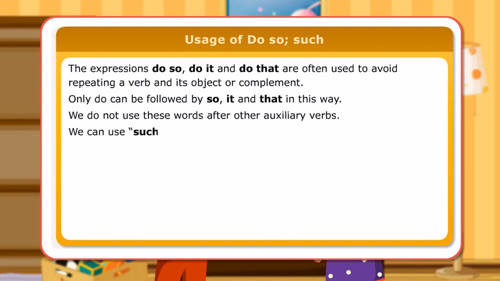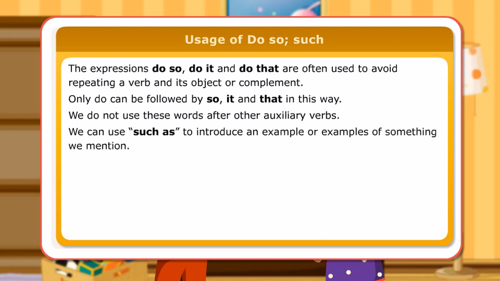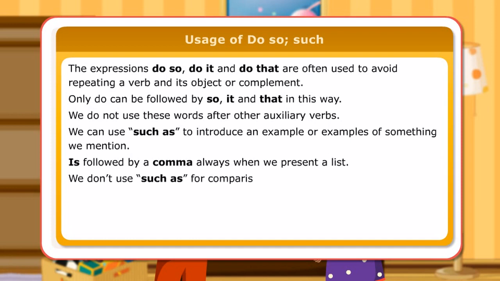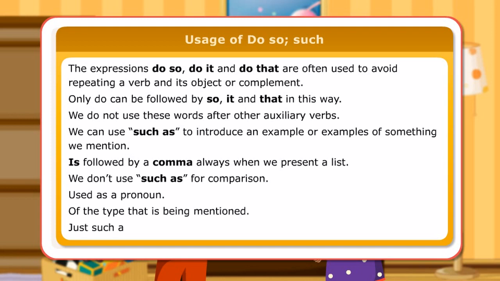We can use such as to introduce an example or examples of something we mention. Such as is followed by a comma always when we present a list. We don't use such as for comparison. Used as a pronoun of the type that is being mentioned. Just such a, exactly this type of thing. Let us look at a few examples.